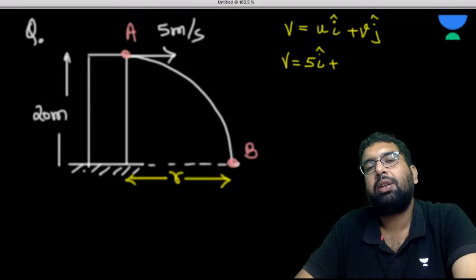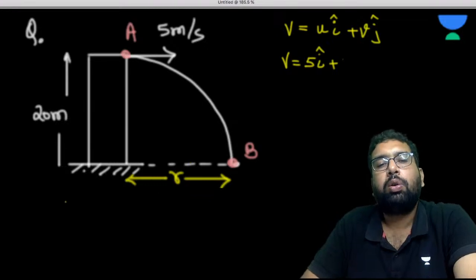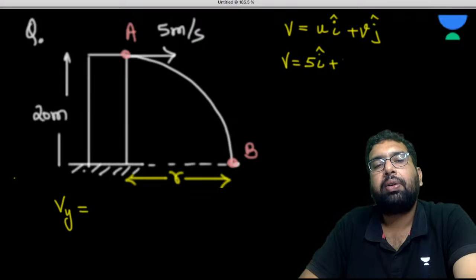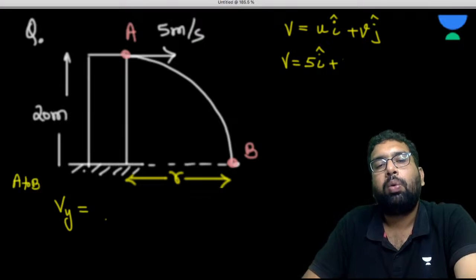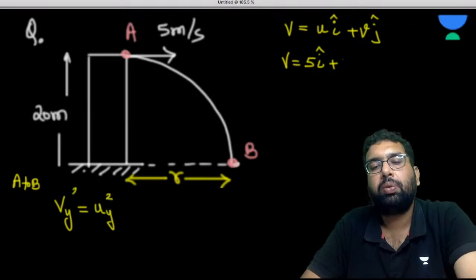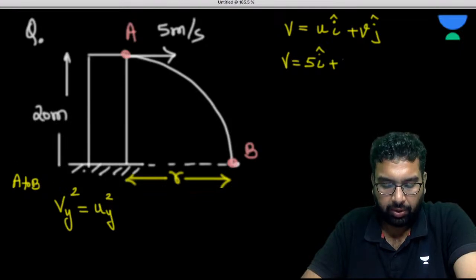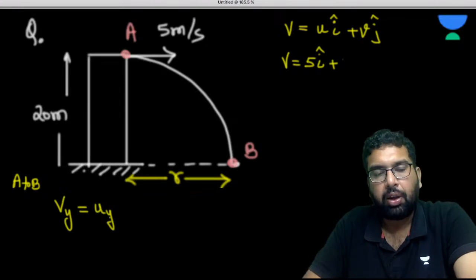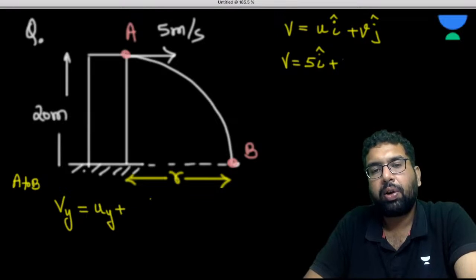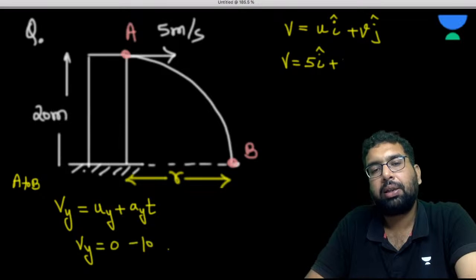So what is v? It is the velocity in the y direction. How can we find the velocity in the y direction? Let's suppose the final velocity in y direction is Vy. I am considering the motion from A to B. What is the initial velocity? We can use Vy is equal to Uy plus Ay into T, because time we already have sorted. Uy is 0, and Ay is minus 10.